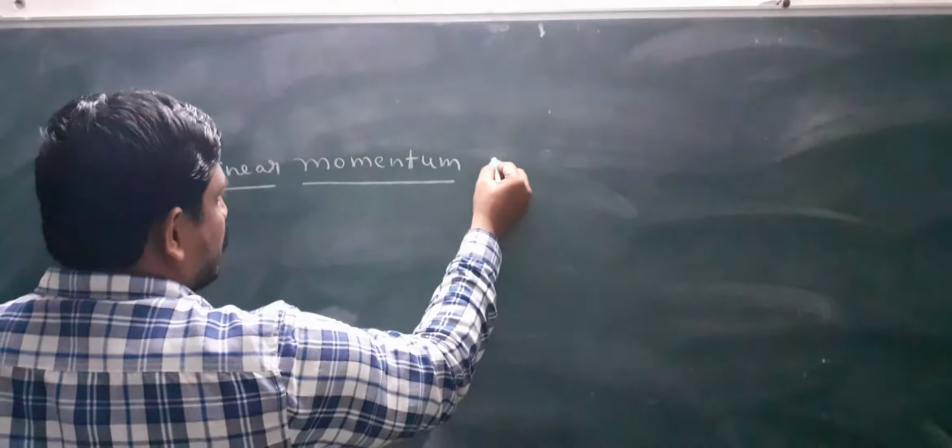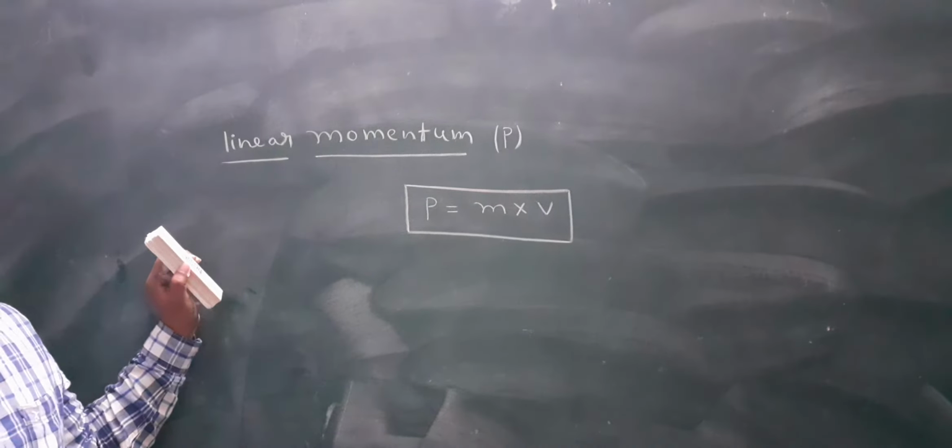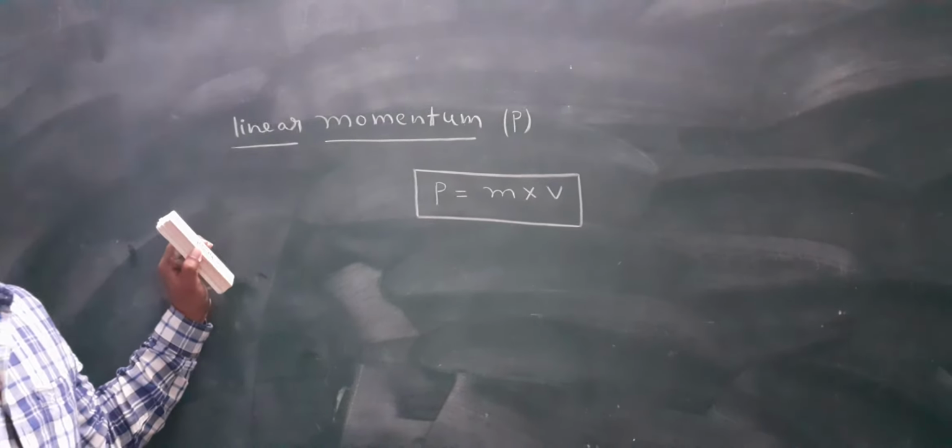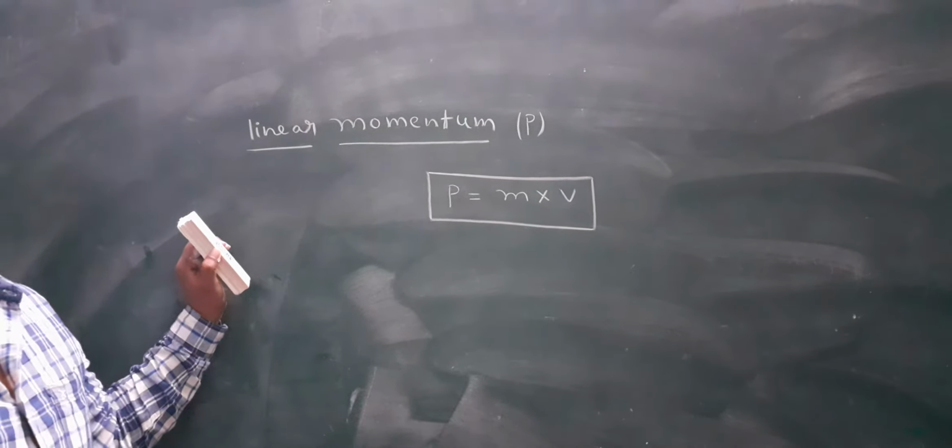Simply, it is called linear momentum, denoted by P. Here, linear momentum is defined as the product of mass and velocity. Look here: what is the definition of linear momentum? It is the product of mass and velocity.